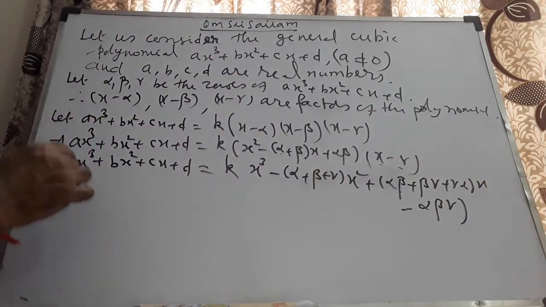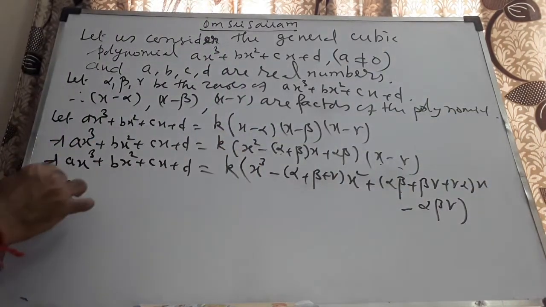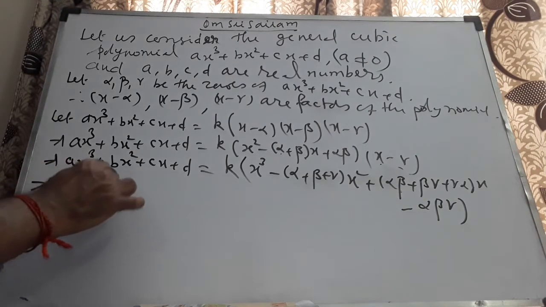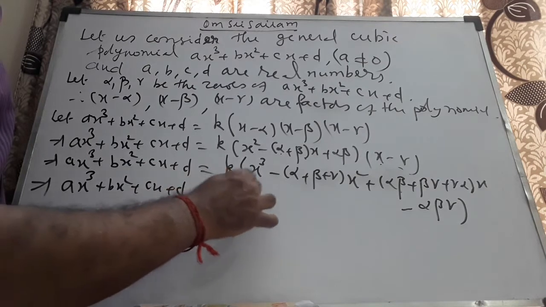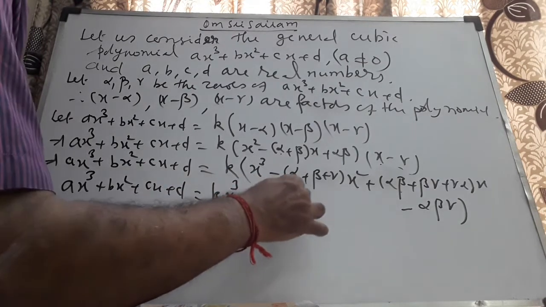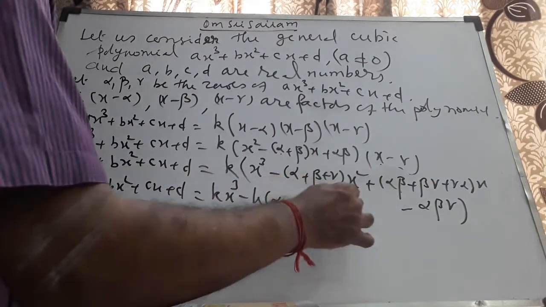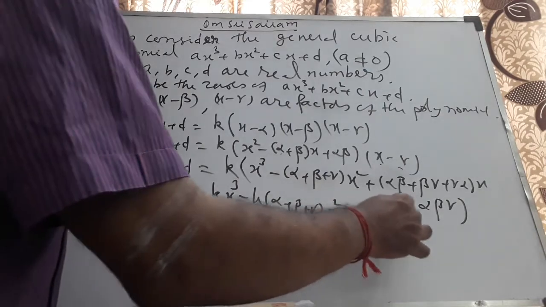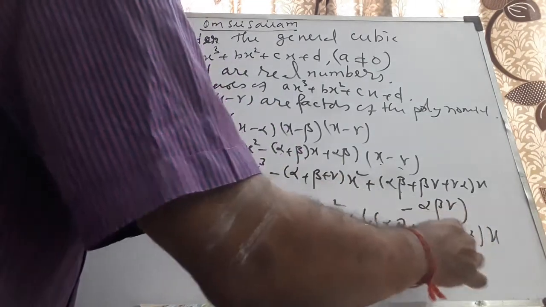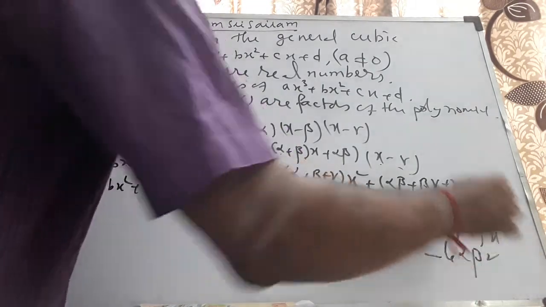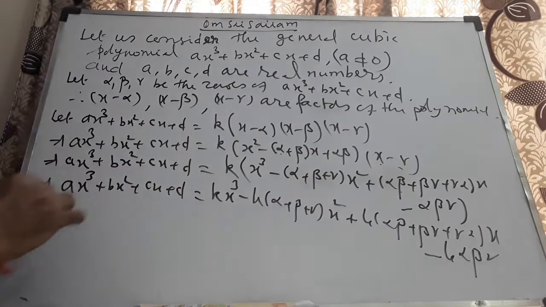That is the meaning. Therefore here ax cube plus bx square plus cx plus d is equal to kx cube minus k into alpha plus beta plus gamma into x square plus k into alpha beta plus beta gamma plus gamma alpha into x minus k into alpha beta gamma. I have multiplied k inside.